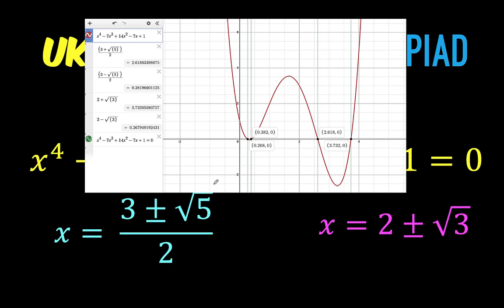of these equations, namely 3 plus the square root of 5 over 2, which is approximately 2.618, which is this point here. The next one is 3 minus the square root of 5 over 2, which is approximately 0.3819, which is this point. The next one is 2 plus the square root of 3, which is approximately 3.732, which is this point here. And lastly, 2 minus the square root of 3 is about 2.679, which is this point here. So these are the 4 roots of this given quartic polynomial, and this problem is now solved.